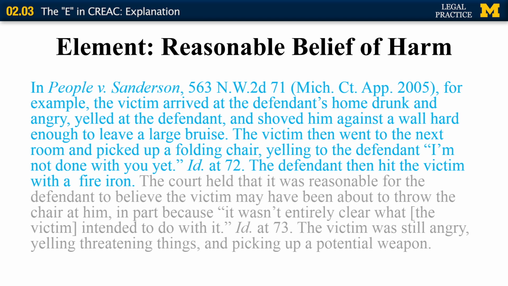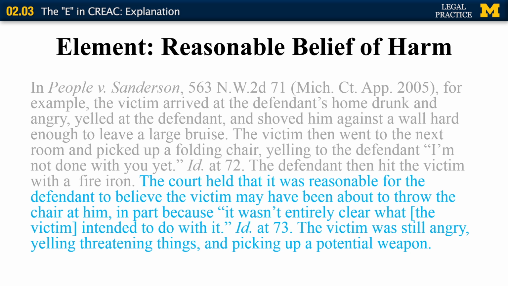In People versus Sanderson, for example, the victim arrived at the defendant's home drunk and angry, yelled at the defendant, and shoved him against a wall hard enough to leave a large bruise. The victim then went to the next room and picked up a folding chair, yelling to the defendant, "I'm not done with you yet." The defendant then hit the victim with a fire iron. So those are the facts.